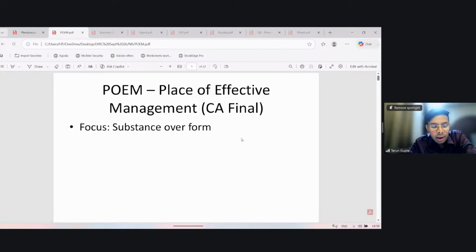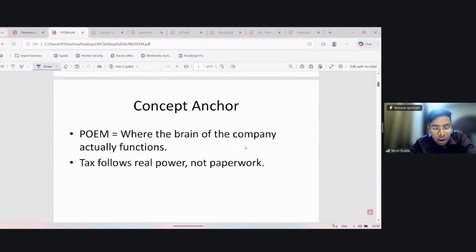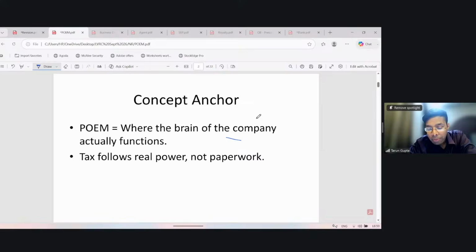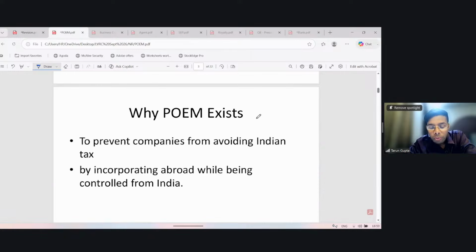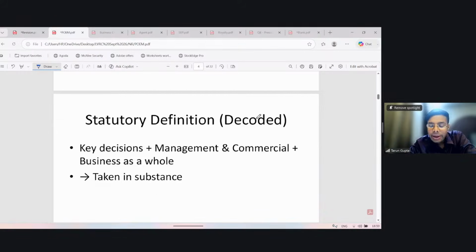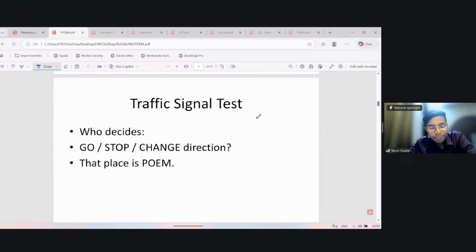Let's quickly see. The POEM is substance over form. POEM means where the brain of the company actually functions. Tax follows real power, not the paperwork. Why does POEM exist? To prevent companies from avoiding Indian tax by incorporating abroad while being controlled from India. So, POEM means key decisions, which are management and commercial for the business as a whole, taken in substance. Who decides to go, stop, or change direction? That place is POEM.